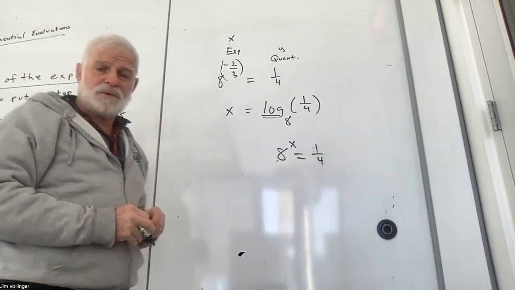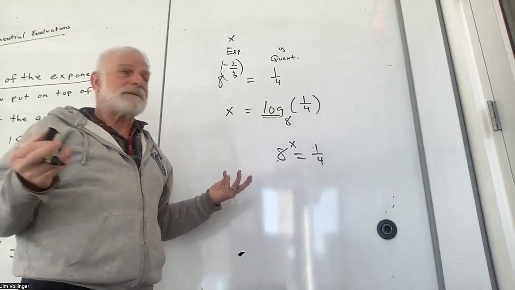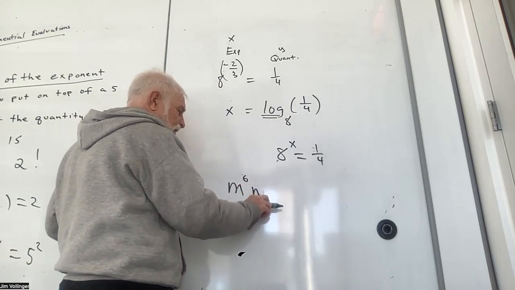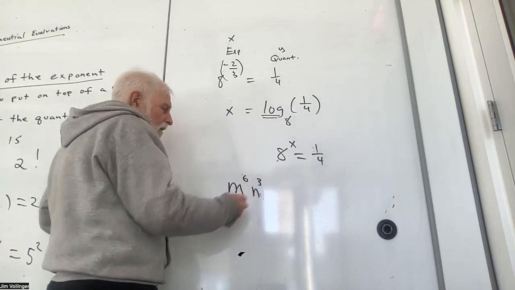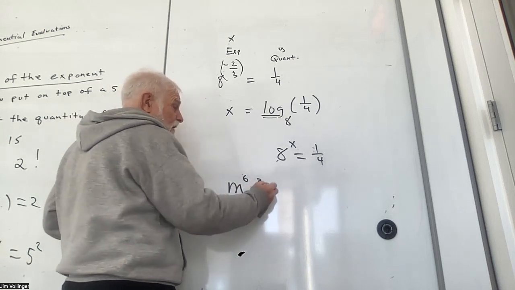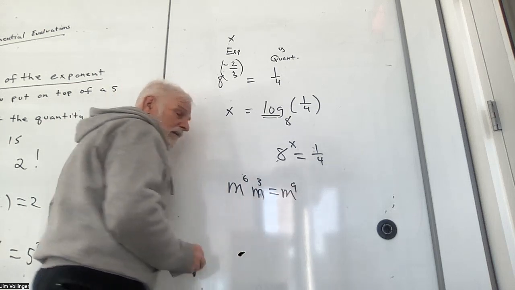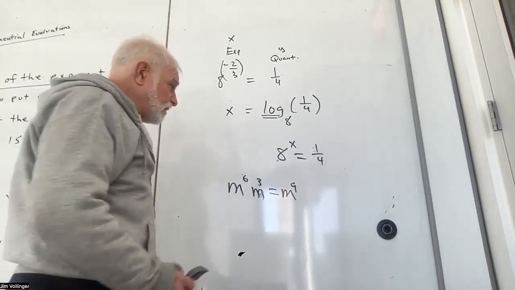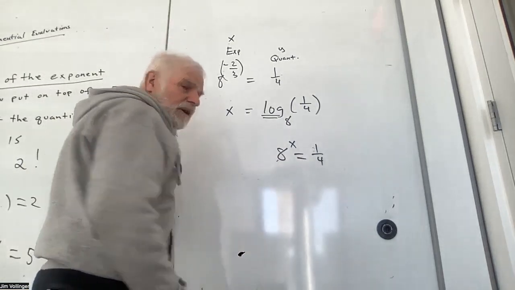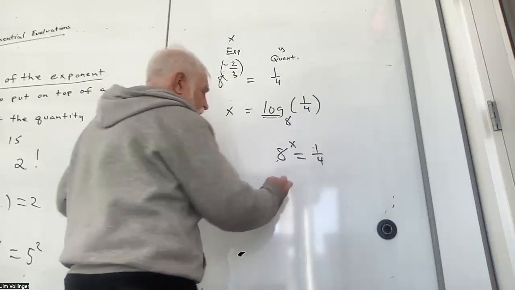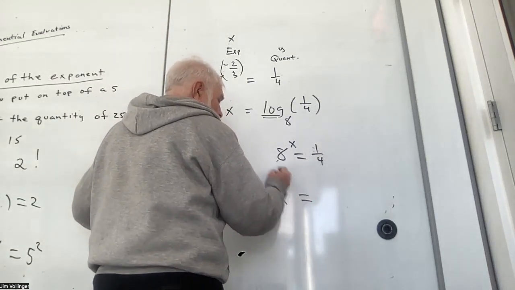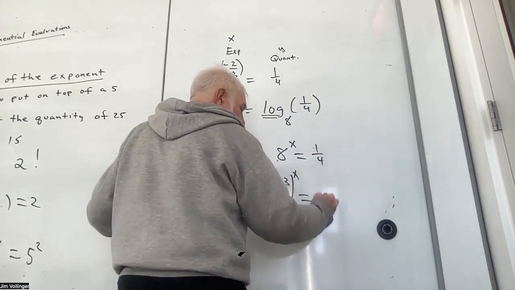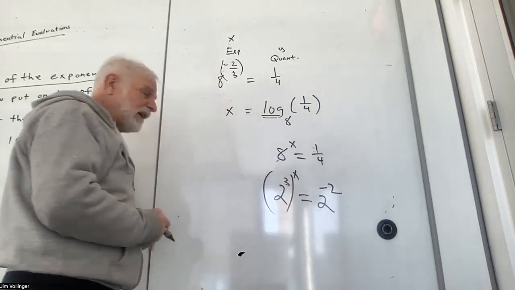And the rules of exponents require the same base. We could not simplify m to the 6 times n to the 3. Nothing we can do. But m to the 6 times m to the 3, yes, we would say m to the 9th. We'd be looking at our exponential rules. So we cannot talk about rules here unless they're the same base. And so what do the numbers 8 and 4 have in common? Well, 8 is 2 cubed, and we're going to raise that to the exponent of some type, equals 1/4, which with practice, I hope you already know, is 2 to the negative 2.